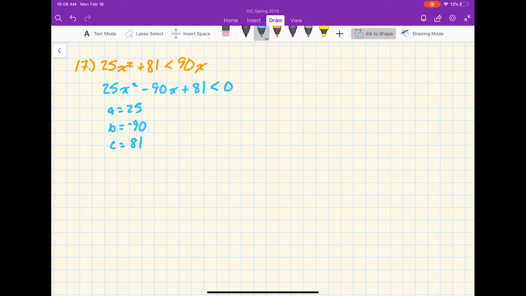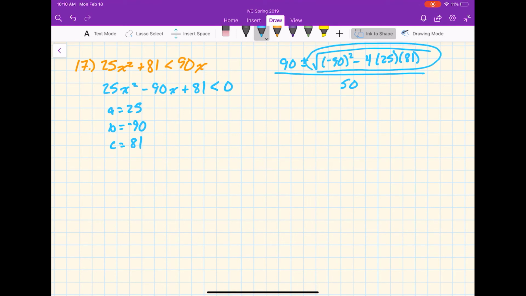Now we're just going to plug that all into our quadratic formula. So it's 90 plus or minus, and then that's going to be negative 90 squared minus 4 times 25, and that times 81, and then 2 times 25 is going to be 50, so this is all going to be over 50. All right. So I've got everything as best I can except for what's under the radical here, so let's just focus on that part of it.